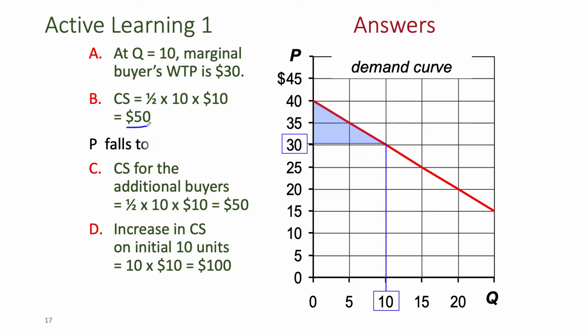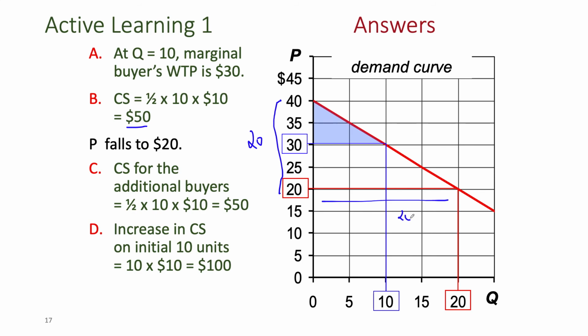So when the price falls to 20 bucks, the total consumer surplus is now the area of this bigger triangle here. If I wanted to calculate the total consumer surplus directly, I would look at the height and the base and take 1/2 times the base times height. So the height here is 40 minus 20, which is 20, and the base is going from 0 to 20, so the base is 20.